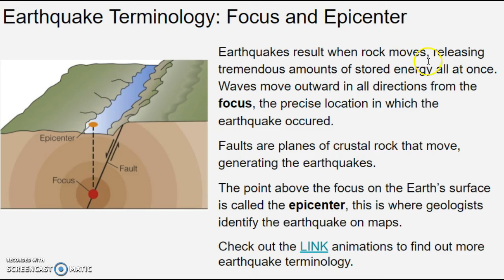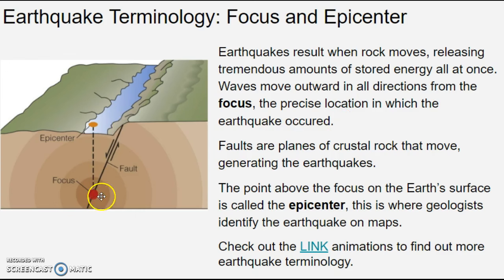Earthquakes result when rocks move, releasing tremendous amounts of stored energy all at once. Waves move outward in all directions from the focus. So these are wave fronts that are moving out from this location. And the focus is the precise location in which the earthquake occurred.